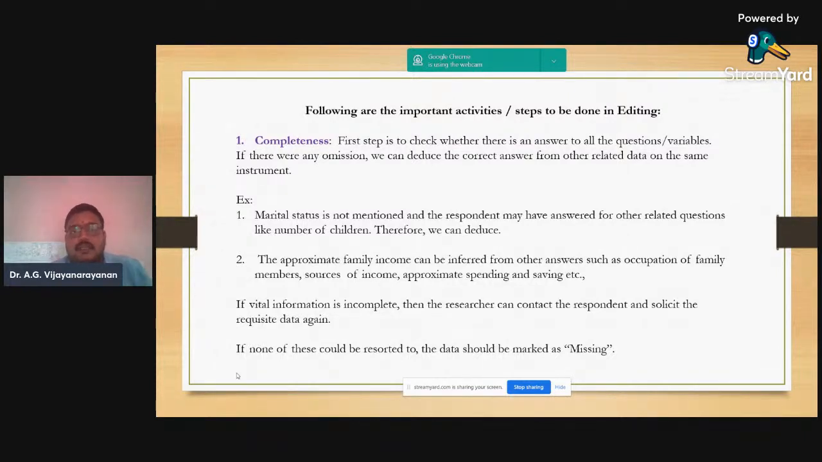Look for the completeness. See whether all the questions are answered or not. I'll give an example here. Marital status they have not answered, but they have answered the number of children. From this we can deduce, though we may not know the clarity of the data. Since they say number of children, we deduce from the logic that they are married. The approximate family income, if they are not giving it to us, can be identified from the spending pattern and the savings pattern. We can approximately deduce this logic. So completeness is very important in data editing.